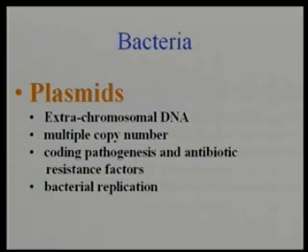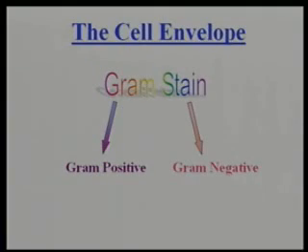They can also code for antibiotic resistance factors, and that's why it's so easy to spread antibiotic resistance between organisms and sometimes even between species, because these plasmids are easily spread from one organism to another. And they're also involved in bacterial replication. Dr. Mayer has a genetics section in which he's going to cover, among other things, plasmids and bacterial replication. So you'll get more about that too.